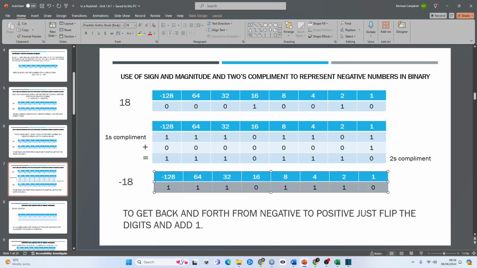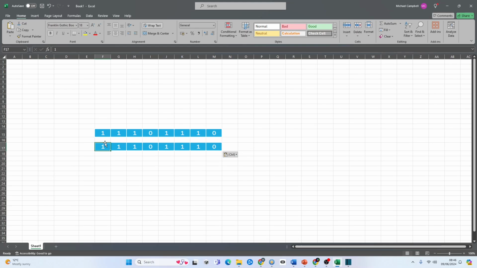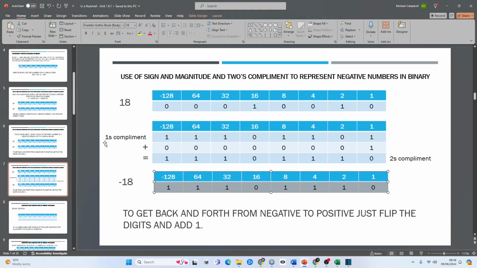If I flip this and add 1 again, I will get 18 again. So if I paste that there, if I flip it, I'm going to paste it here so I can go on top of it, flip it to get the 1's complement, then I add 1. There's my method to go across the first 0 and do that. And you'll find this is 18 because this is 16 and this is 2. So this is the negative 18. So basically you flip it and add 1 every time to go back and forth.